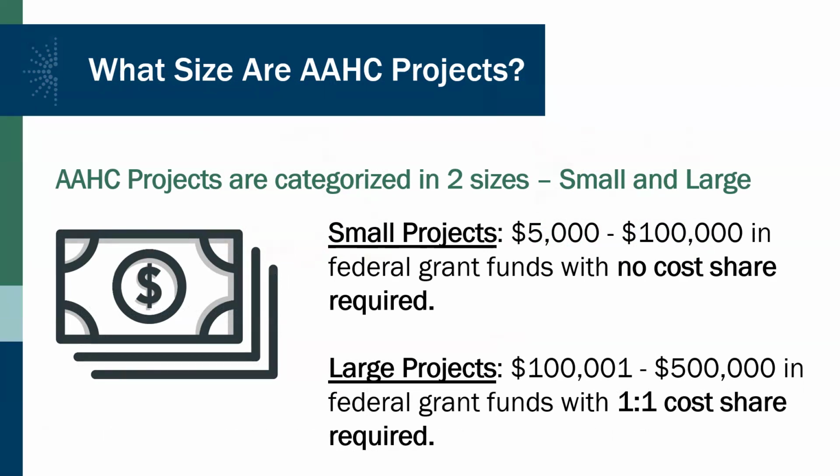For larger projects that are requesting an amount of federal funds greater than $100,001 and up to a maximum of $500,000, you must provide a one-to-one cost share. Cost share can take a number of forms. Among them are cash, staff time, volunteer time, third-party contributions, grants from foundations, and support from state or local government. Cost share cannot come from other federal sources.